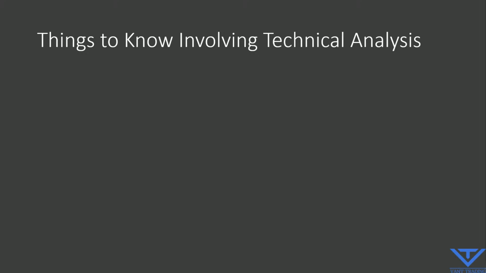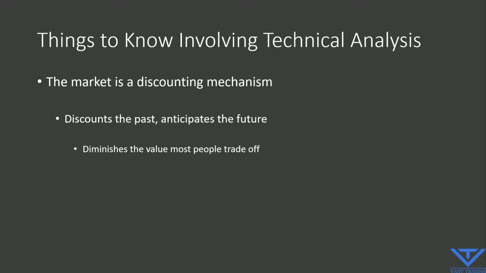So things to know involving technical analysis. Well, the market is a discounting mechanism. It's going to discount the past and anticipate the future. This is going to diminish the value most people trade off of. And you need to also know that price kind of moves in trends and patterns. There are ebbs and flows in the market. People price in things. The market's going to be anticipating news. That's why, in some cases, news might break in a stock and it hasn't really moved that much because maybe they've talked about it earlier.